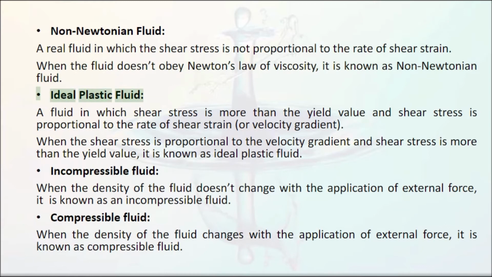Ideal plastic fluid. A fluid in which shear stress is more than the yield value and shear stress is proportional to the rate of shear strain, or velocity gradient. When the shear stress is proportional to the velocity gradient and shear stress is more than the yield value, it is known as ideal plastic fluid.